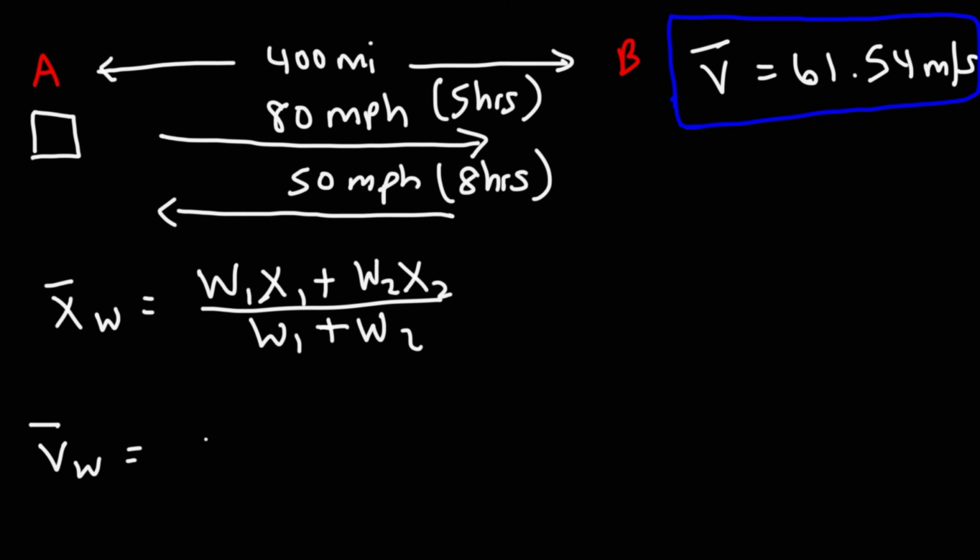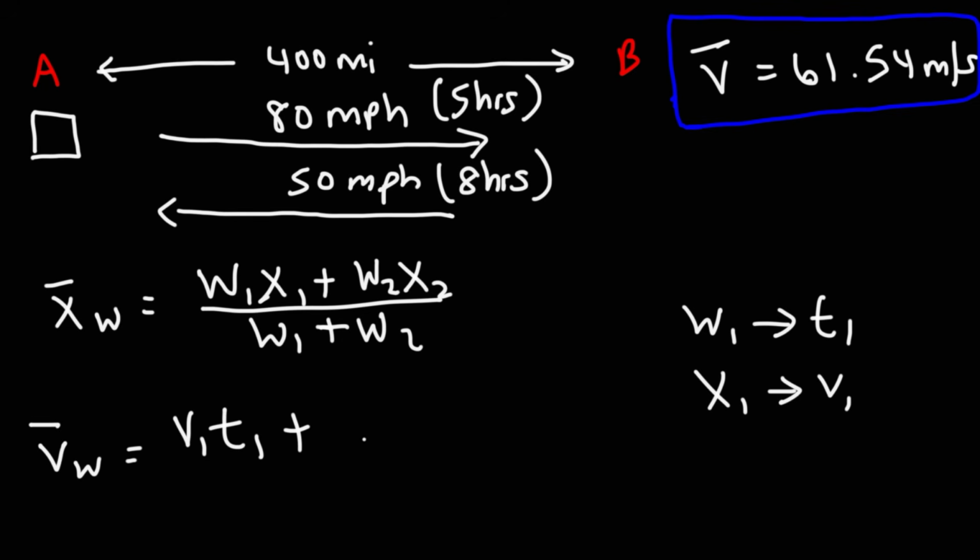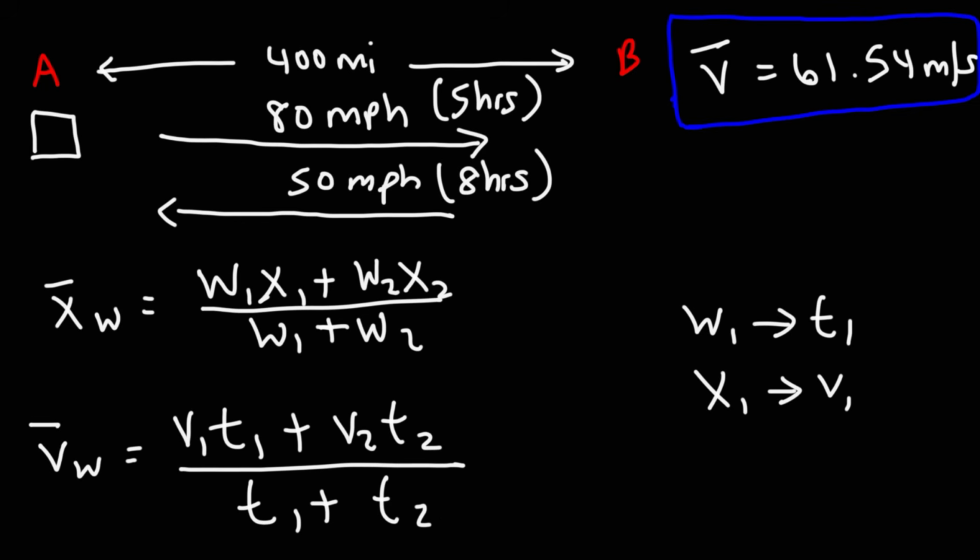The time is the weight. So W1 corresponds to T1 and X1 corresponds to V1. So this would be T1 V1 or V1 T1, the order doesn't matter. So this will be V1 T1 plus V2 T2 divided by T1 plus T2. So time is what determines the weight of each speed in the average speed calculation in its formula.